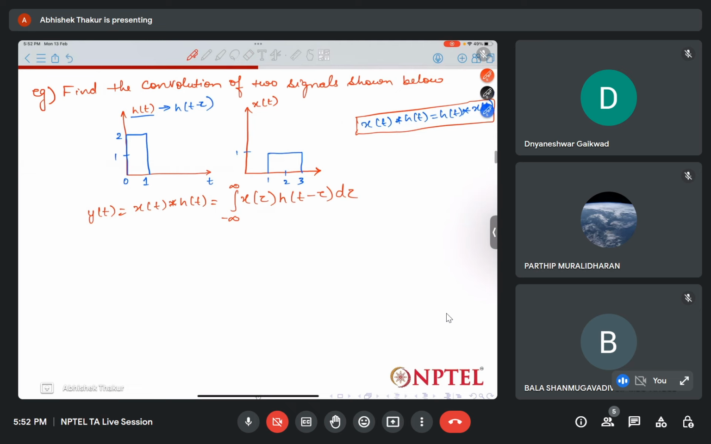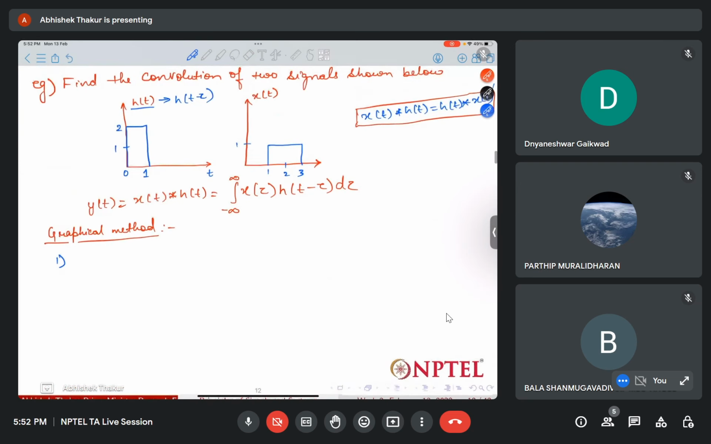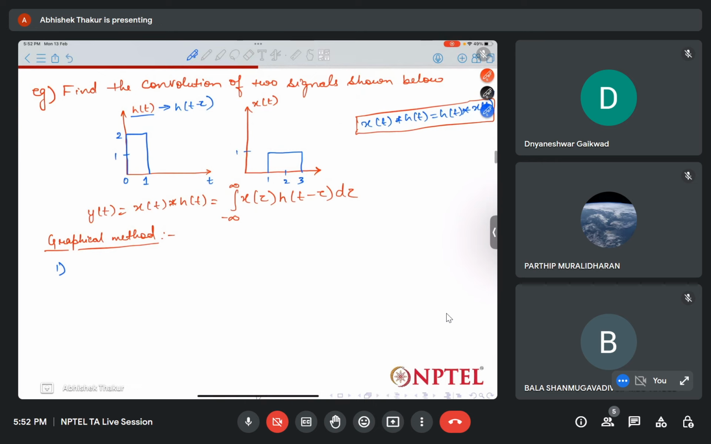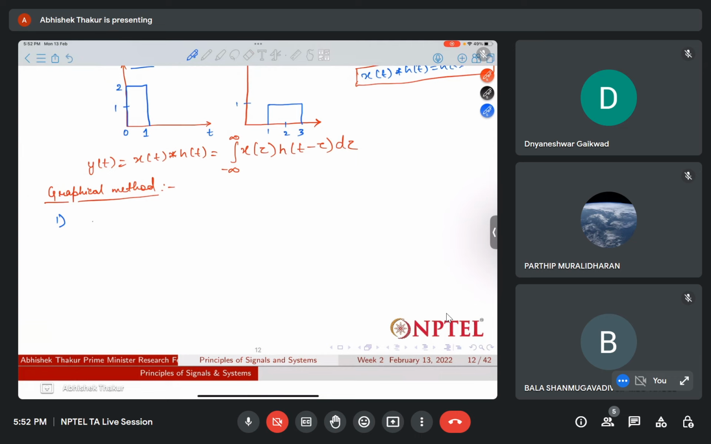So the steps involved are, there are two methods. Either you can directly solve using the analytical method, using the mathematical formula, and the second is the graphical method. Today we will solve this question by the graphical method so that you will get what is happening exactly. In this, the first step is to get the limits of y.